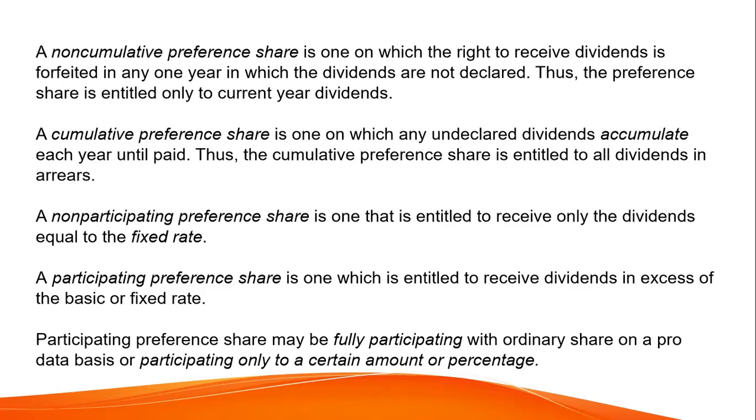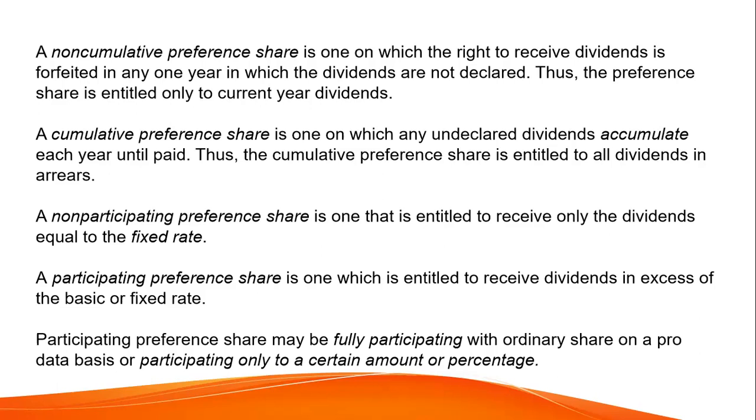So that earnings rate is the fixed rate that will be given to the preference shares. Now, the fixed rate every year. A participating preference share is one which is entitled to receive dividends in excess of the basic or fixed rate. Meaning, if you have only non-participating, that will give the preference shares dividends equal to the fixed rate.